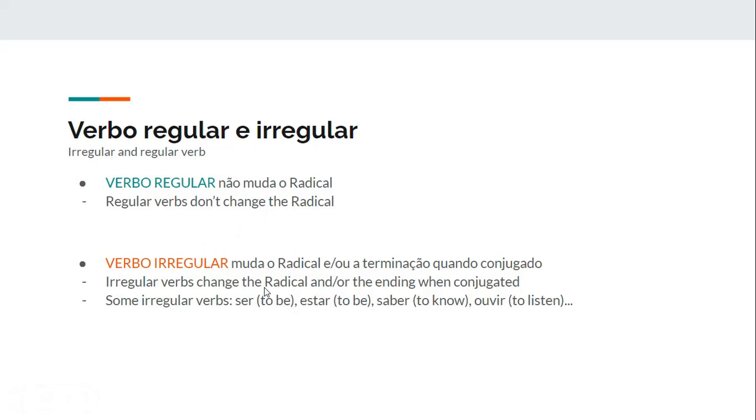And irregular verbs change the radical and/or the ending when conjugated. Some irregular verbs are ser, estar, saber, to know, ouvir, to listen. And you really don't need to stress yourself about knowing if it's a regular or irregular verb. Of course, it does make a difference when you're conjugating, because an irregular verb doesn't really have a pattern, so it's harder to conjugate those verbs, but don't worry about it. It's not important to study this part, to tell them apart, whether it is regular or irregular.